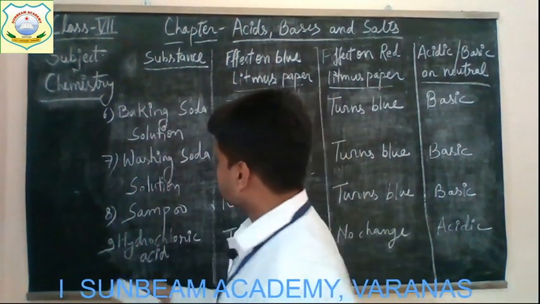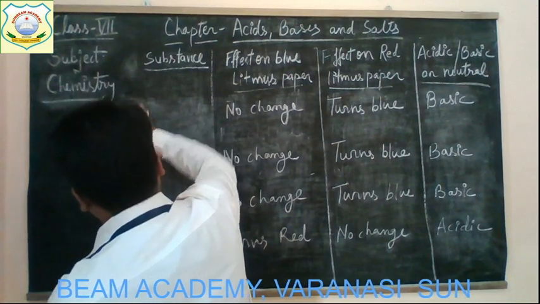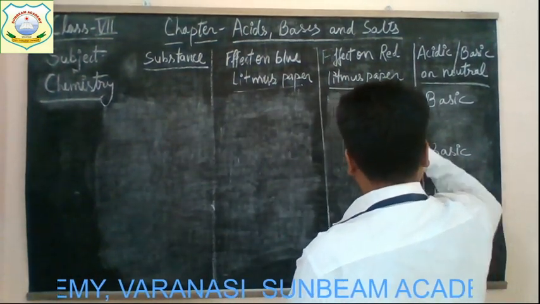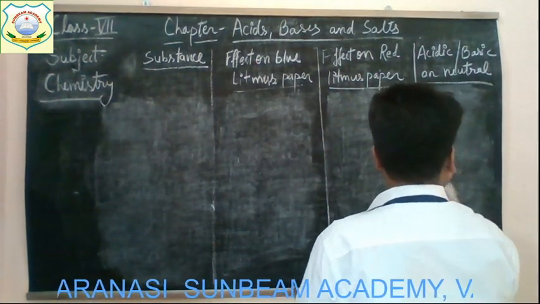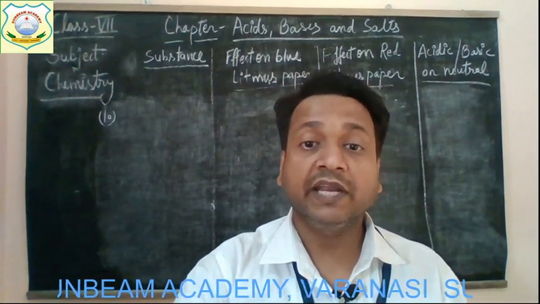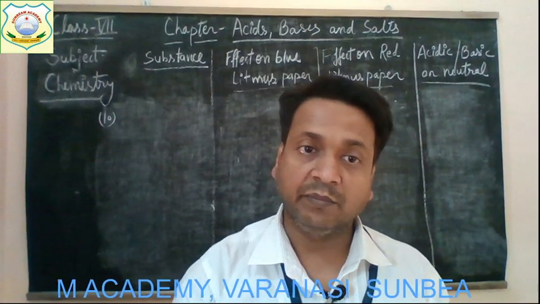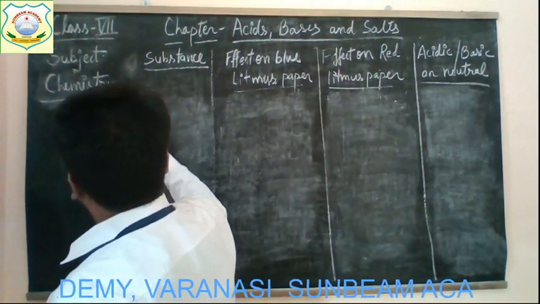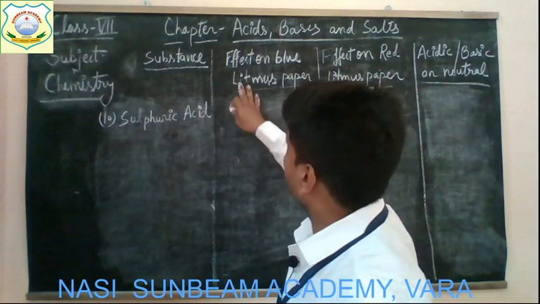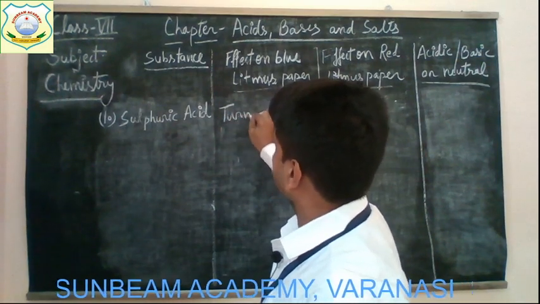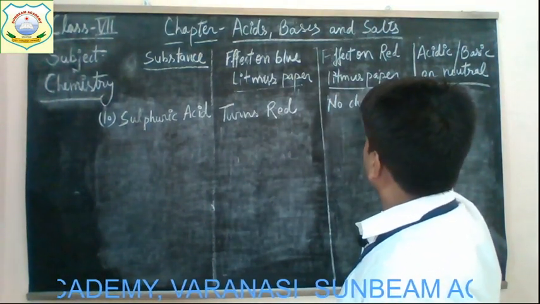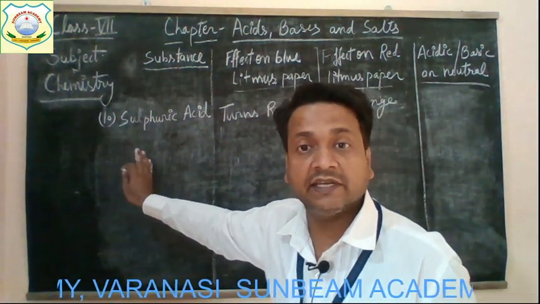Alright, children. Now some more substances. After the hydrochloric acid, we can take some other acids which are generally available in the chemistry lab. Alright, children, the sulfuric acid. When we put a drop of sulfuric acid on blue litmus paper, it turns red, and there is no change on red litmus paper. So we can say that the nature of sulfuric acid is acidic.